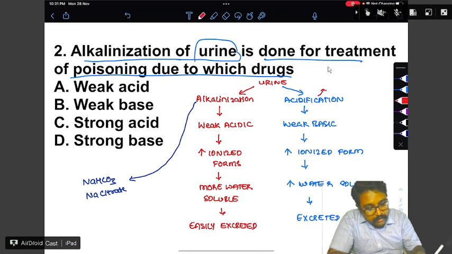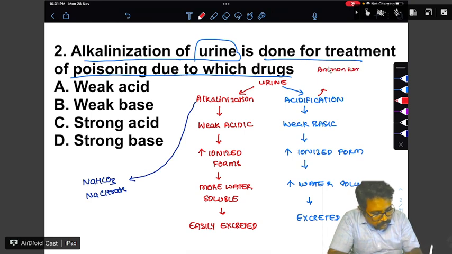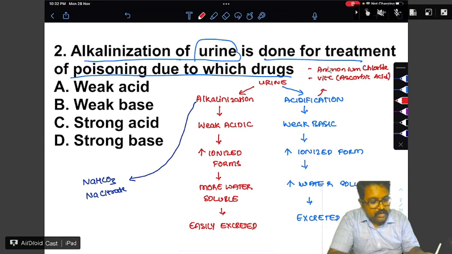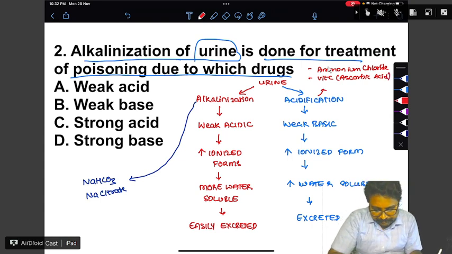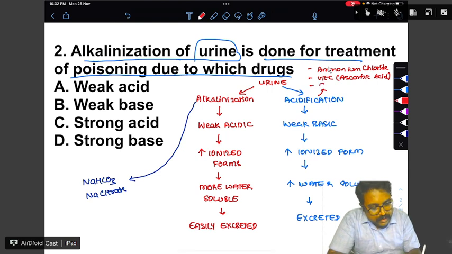Whereas for acidification you will be using ammonium chloride. You can use vitamin C, that is ascorbic acid. And also you can use cranberry juice.